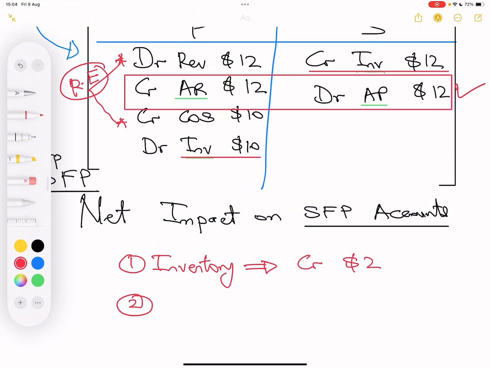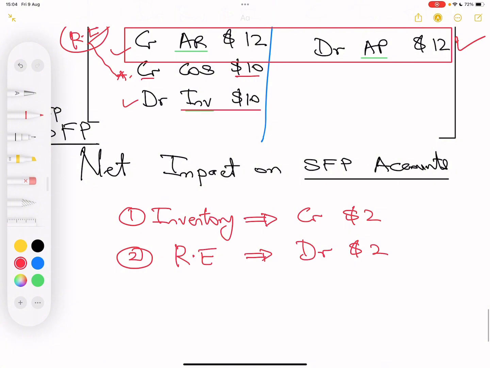Now, the only thing left, so we've dealt with this, we've dealt with this, we've dealt with this. We're only left with this debit and credit here. And both of them will impact on one account called retained earnings. What is the impact on retained earnings? Debit of 12 into retained earnings and credit of 10 into retained earnings. That is the net impact of what? That is the net impact of debit of 2.